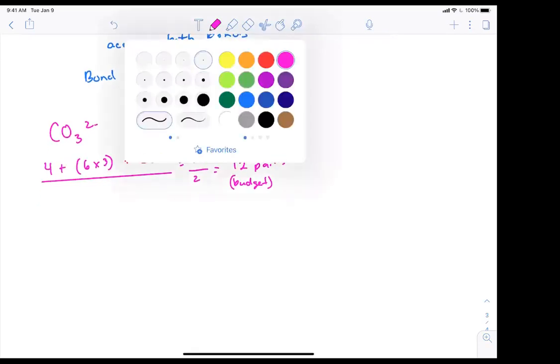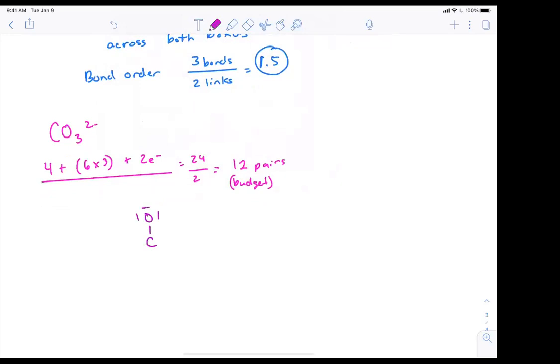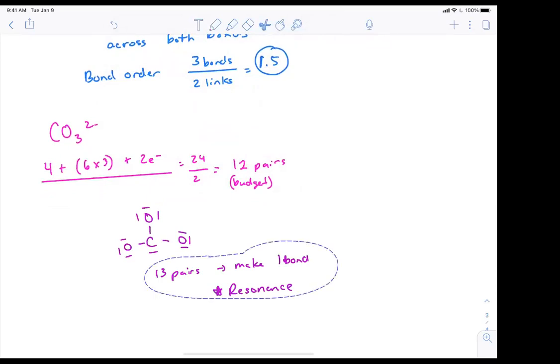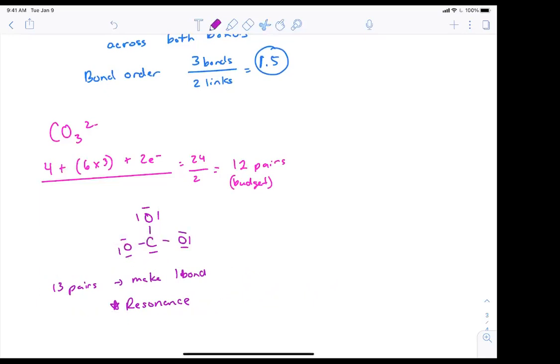The problem is when you draw carbonate, it has 13 pairs. So what that tells you is you need to make 1 bond. And since all 3 locations are identical, you have resonance again. But in this case, you actually have 3 possibilities for where that resonance can occur.